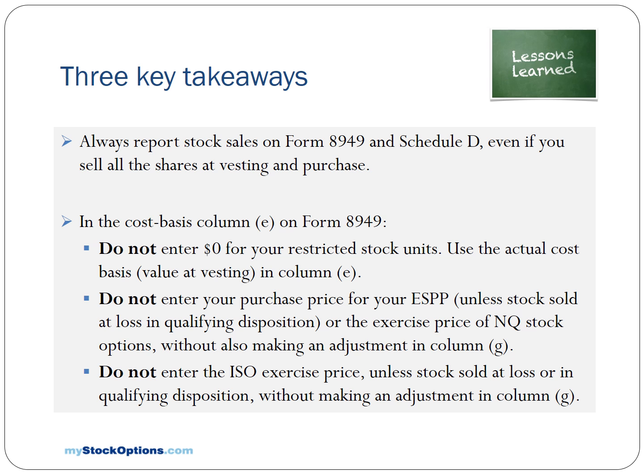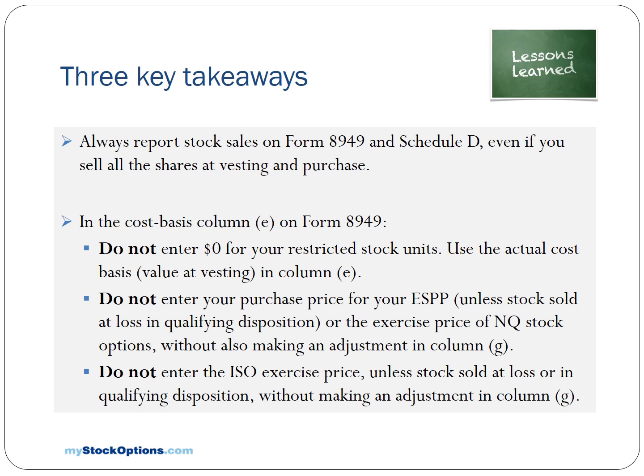3 key takeaways from this video presentation. First, always report on Form 8949, with the results then carried on to Schedule D, anytime you sell company stock, even if you sell it right away at vesting or option exercise or ESPP purchase.